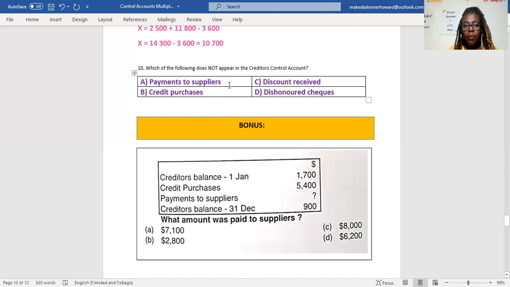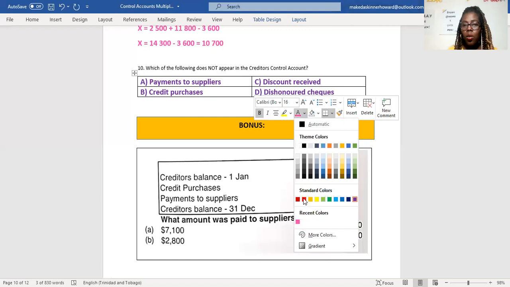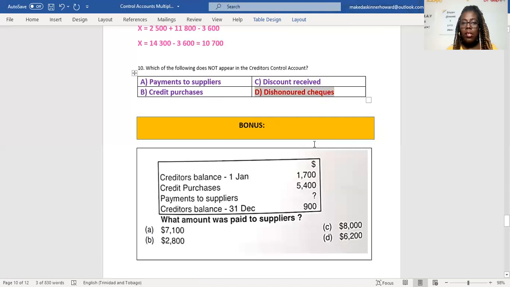So of course, you're going to find payment to suppliers, which is A. You'll find credit purchases. You will find discounts received as well, because that is the hub, or the account for all things suppliers. Dishonored checks would not be in your creditors control account because this has to do with your customers. All right, so number 10, the one that will not appear in the creditors control account is dishonored checks.